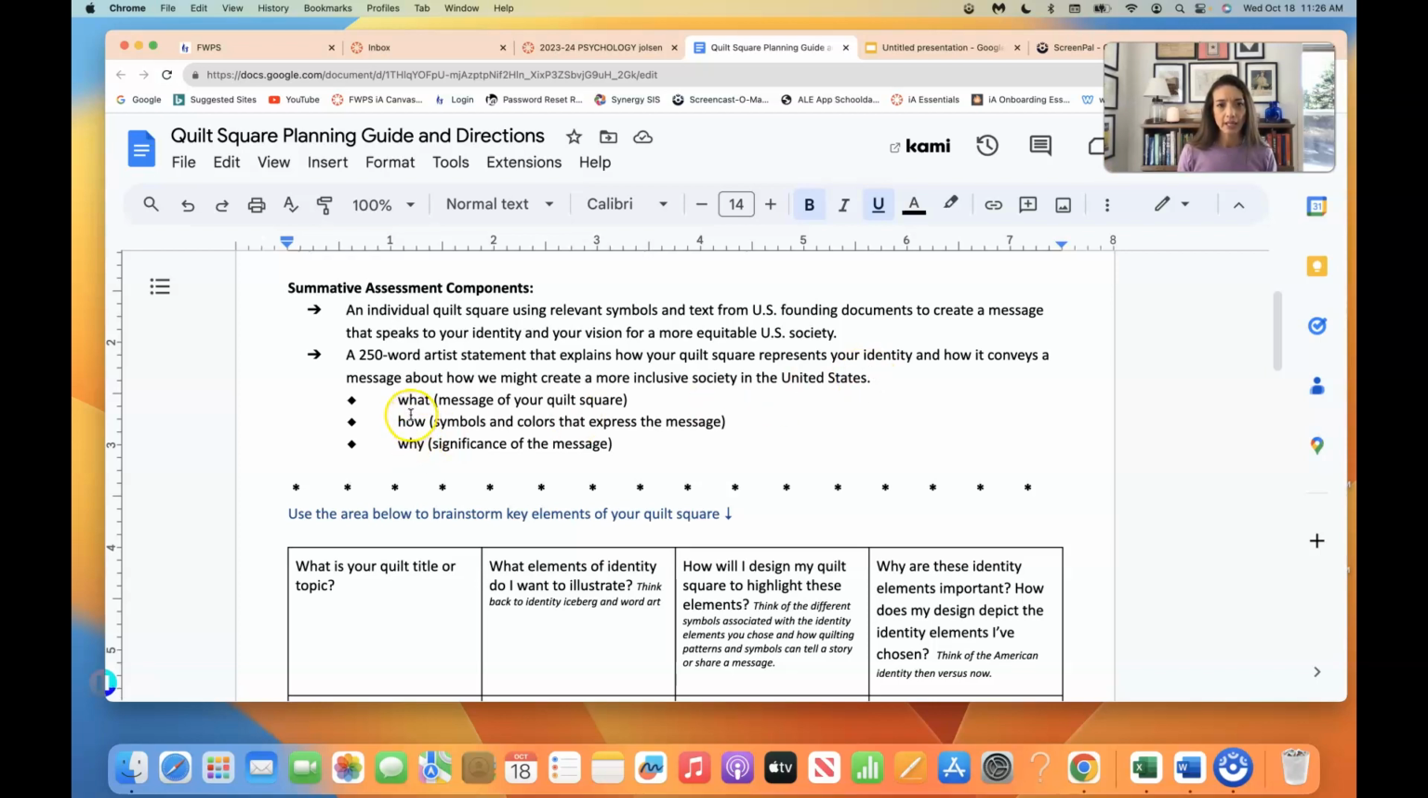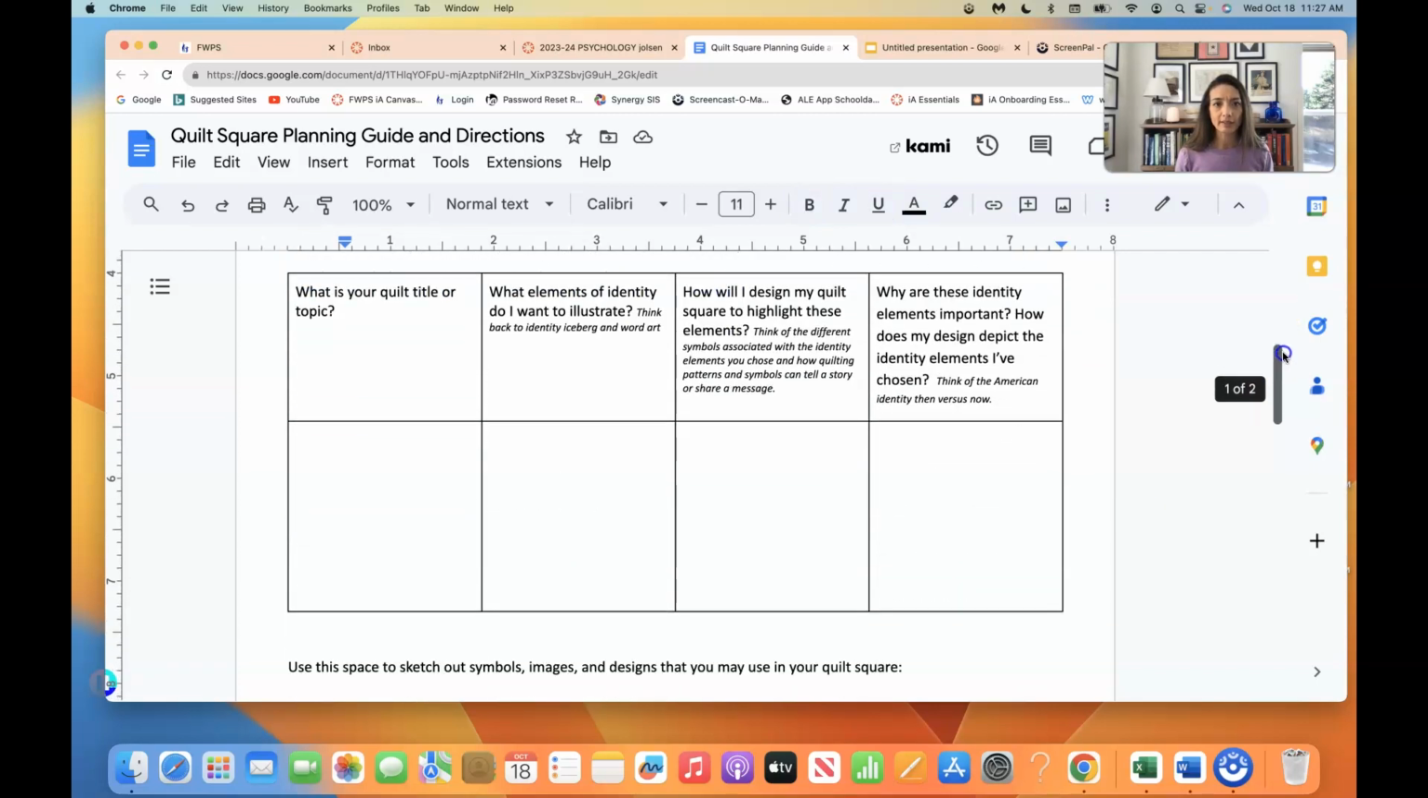Okay, so in the artist statement, it says what is the message of your quilt square? Talk about the colors that you chose to use, the symbols, the text, the details. Why did you choose to put some of those things in there? So elaborate on them. And then what is the whole point? What is the big picture of your message? Okay.